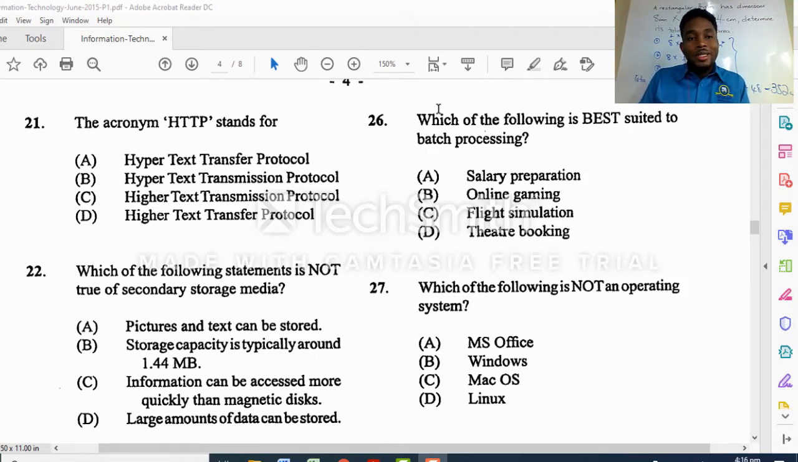And it says here the acronym HTTP stands for, and it represents Hypertext Transfer Protocol. Right? So it's the protocol in which files are transferred across the internet.